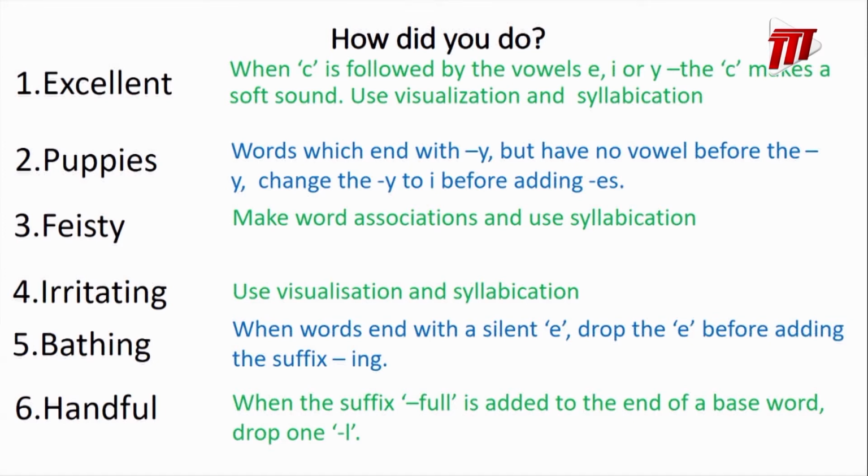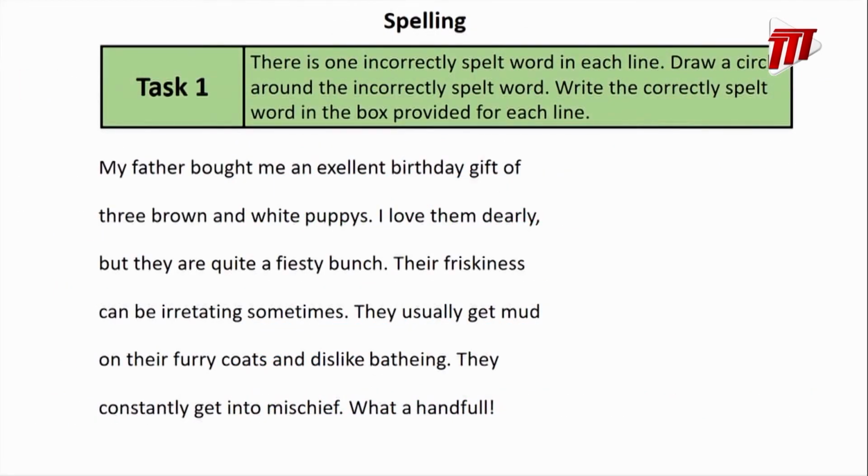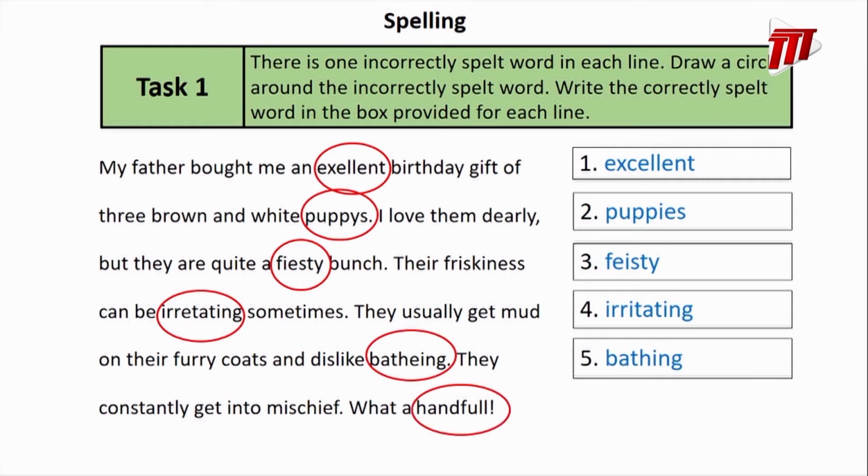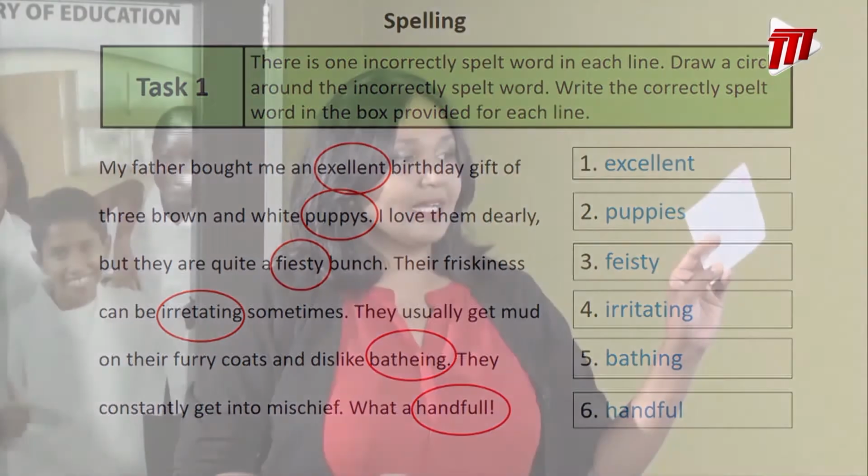So check your words now. How many did you get right? All? I'm sure you did. Congratulations, all right? And as we go through each one, remember you would have circled each word that was spelled incorrectly and you wrote the correct spelling in the box provided. All right, remember to do that. Circle the words in each line that are spelled incorrectly and write the correct spelling in the box provided.